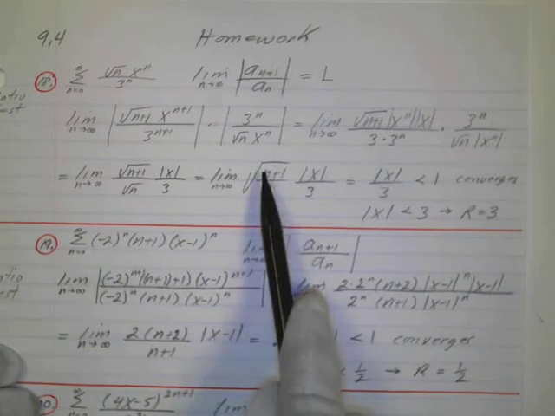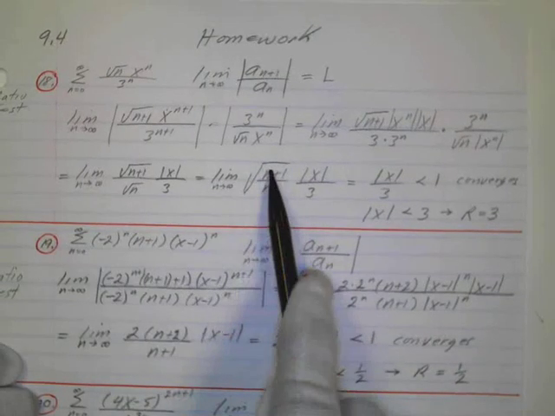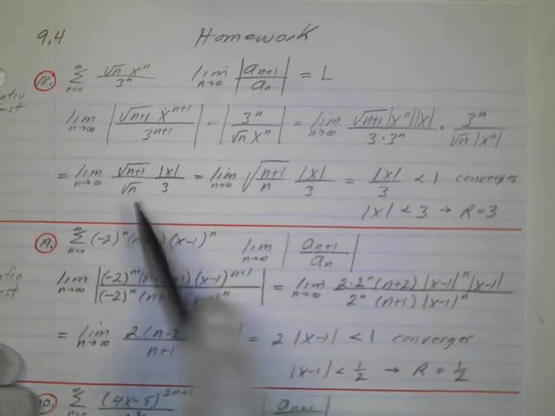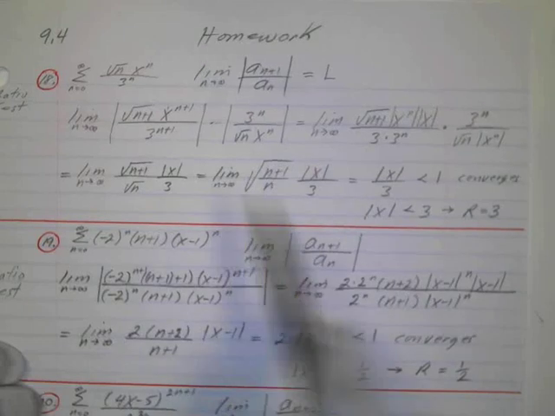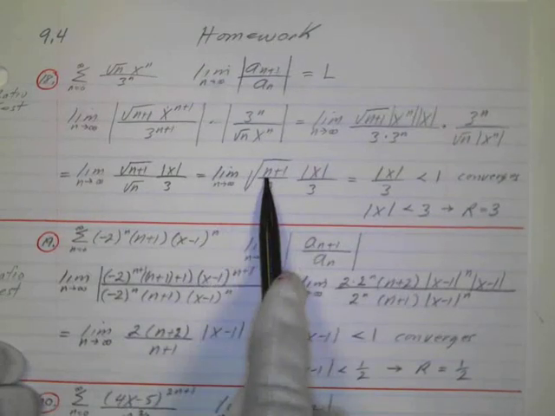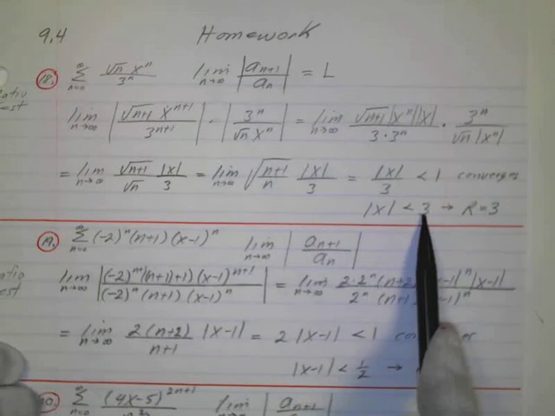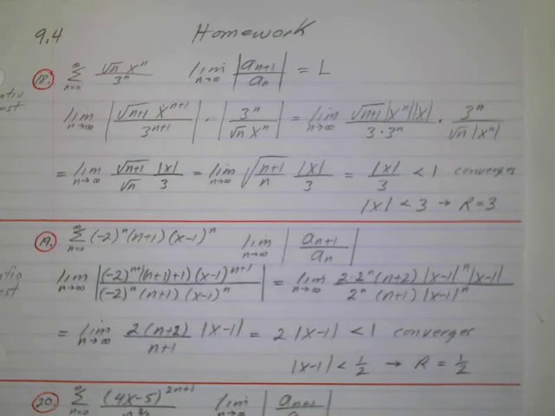Again, we've seen this before. You can make this to the 1/2 power, then you could just put it in front. It works as a power rule for our limits. So that's just going to be 1. There we go. And then we multiply both sides by 3, and we get the absolute value of x is less than 3, so my radius of convergence is 3.